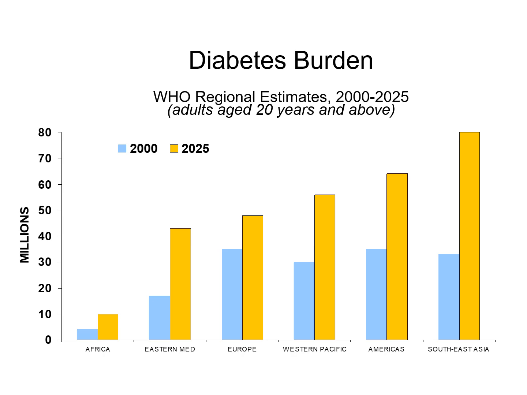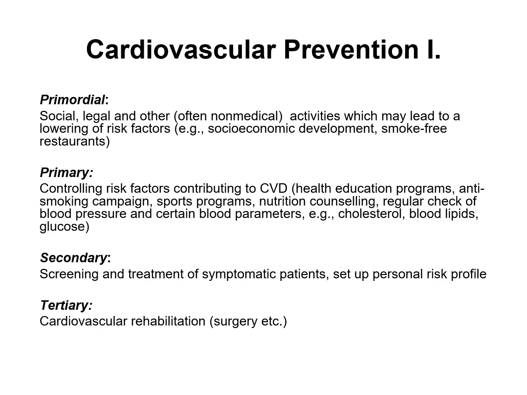If you want to prevent these, there are different levels of prevention that we have discussed: primordial prevention, primary, secondary, and tertiary. Primordial prevention is basically preventing the risk factors from coming up. For example, it includes the social, legal, and other measures and activities which may lead to lowering of the risk factors. Like smoke-free restaurants. If you have a smoke-free restaurant, you won't be exposed to smoke, and hence you are curbing that risk factor from occurring, right?